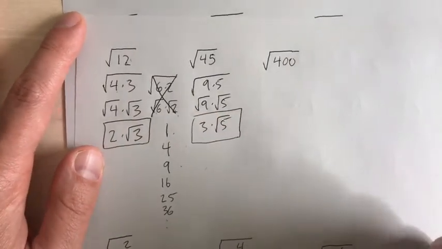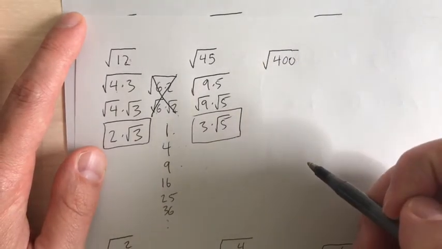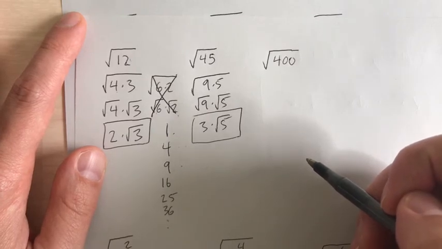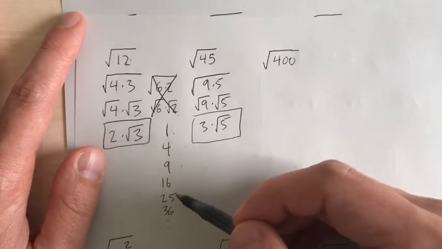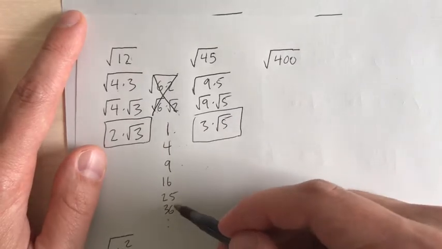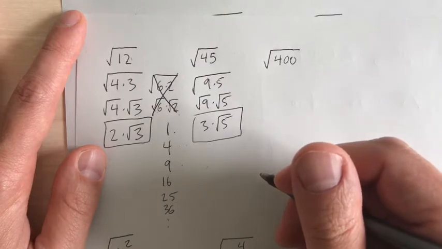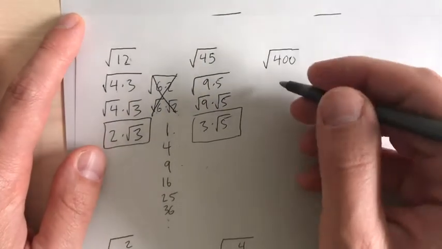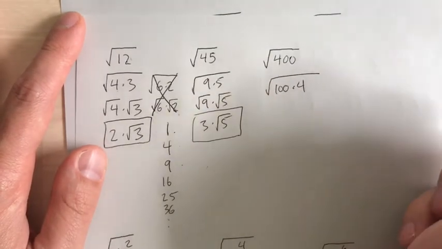Let's talk about this last one. 400. Well, there are quite a lot of numbers that go into 400. But what I want to do is think of the biggest nice square rootable number that goes into 400. Now, if I look at just these numbers that I listed so far, you might say 25, for instance. But if you go a little bit further, and the square root of 25, by the way, is 5, you might remember that the square root of 100 is 10. So maybe the best way to break down 400 would be 100 times 4.